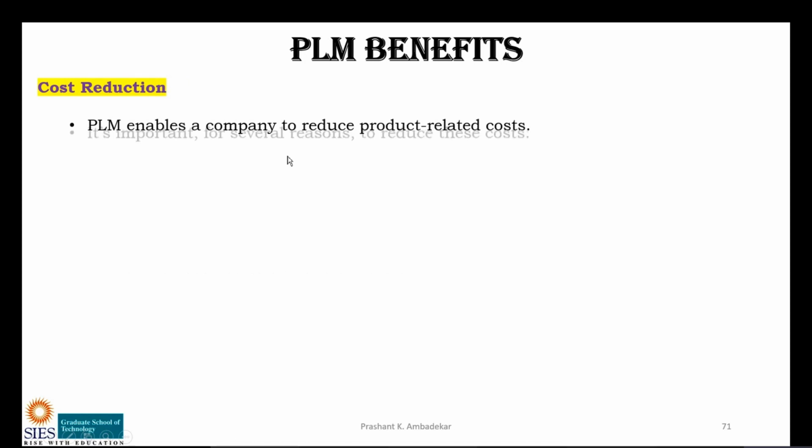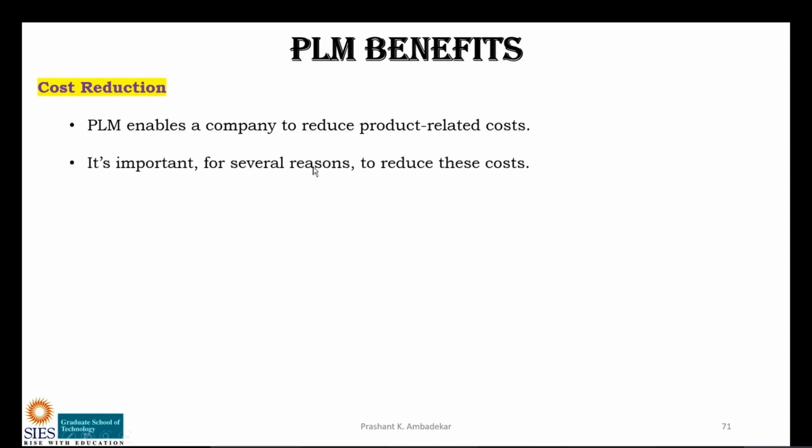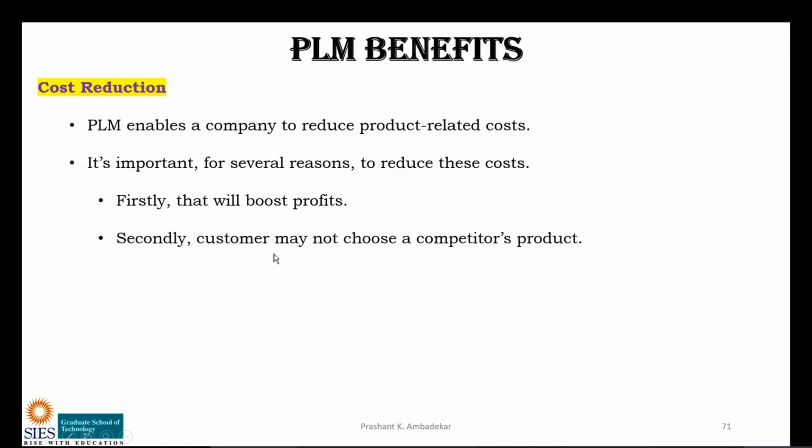PLM enables a company to reduce the product related cost. We have seen how the cost can be reduced through some examples earlier. It is important for several reasons to reduce this cost. Why is it important? If the cost is less, what will happen? It will increase the profit. There will be more customers buying the product. This is the first reason. And the second reason is customers will not buy the competitor's product whose cost is less. So these are the benefits if the costs are reduced, but then again cost should be reduced by taking into consideration the different factors.